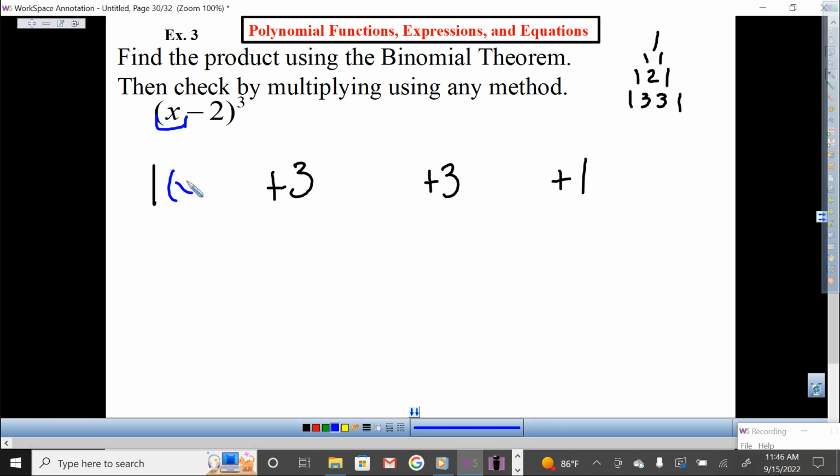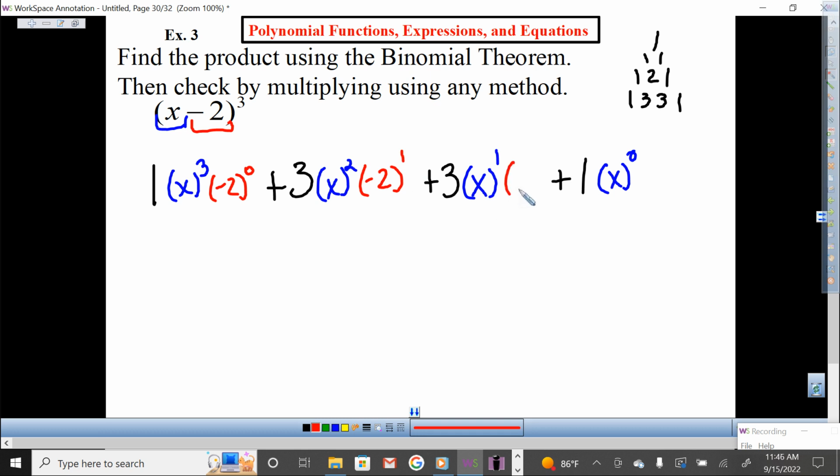So it's x to the third. Next term, x to the second. Next term, x to the first. Last term, x to the 0. From there, I go to my second term of the binomial, and I go negative 2 to the 0, negative 2 to the first, negative 2 to the second, and negative 2 to the third. So, I simplify.